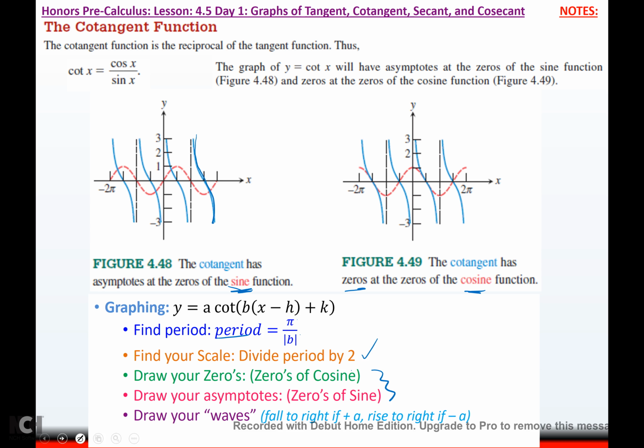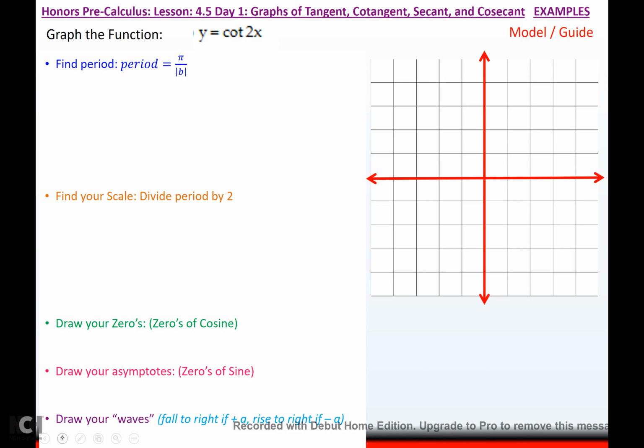So if I graph this one, cotangent of 2x, my period is going to be pi over 2, because b is 2. So to get my scale, I'm going to take pi over 2 and divide it by 2. Keep, change, flip, gives me pi over 4. So this mark is going to be pi over 4. This is going to be 2 pi over 4, 3 pi over 4, and 4 pi over 4. So we're going to draw our zeros.